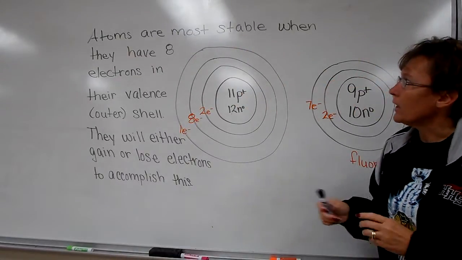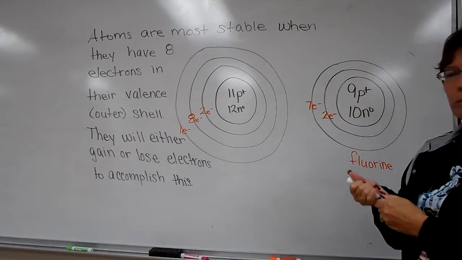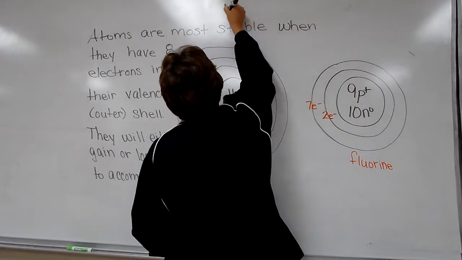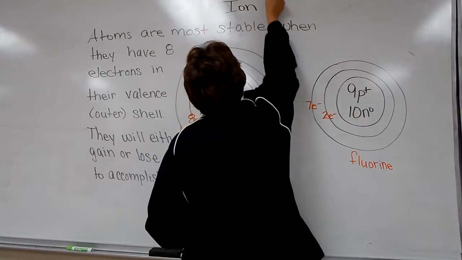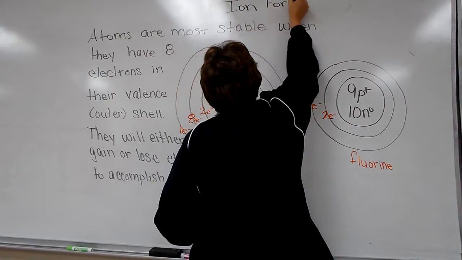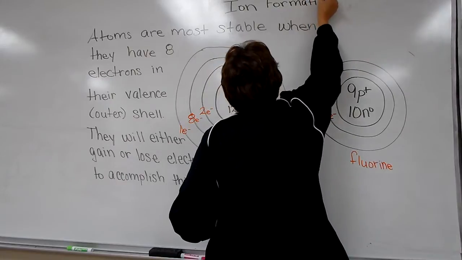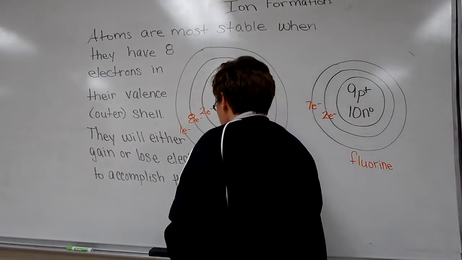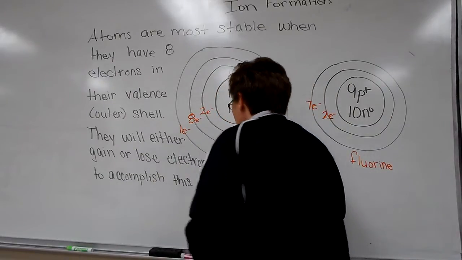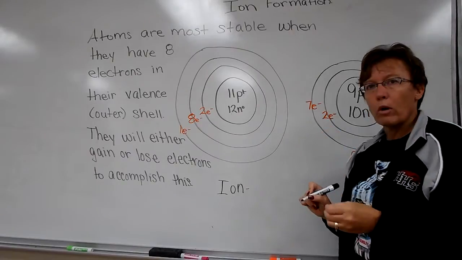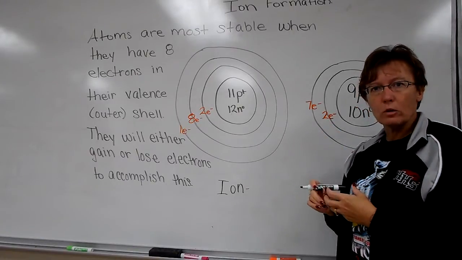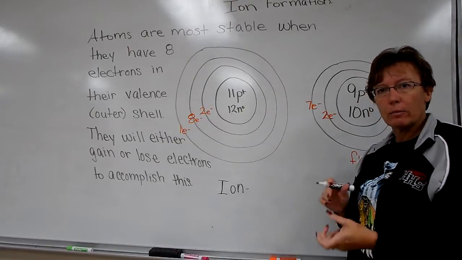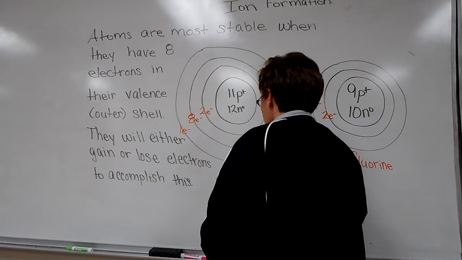Okay, today's video is about forming ions. So we should write this on here somewhere. Okay, an ion is formed when an atom gains or loses an electron, or one or more electrons, so that it has either a positive or negative charge.